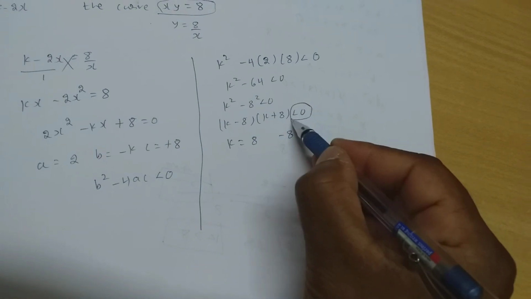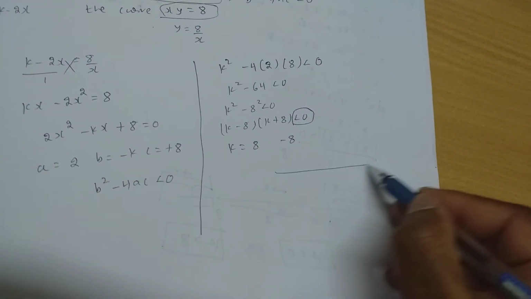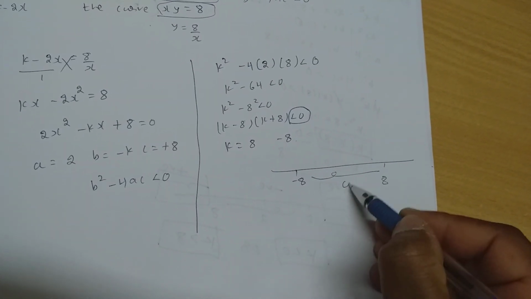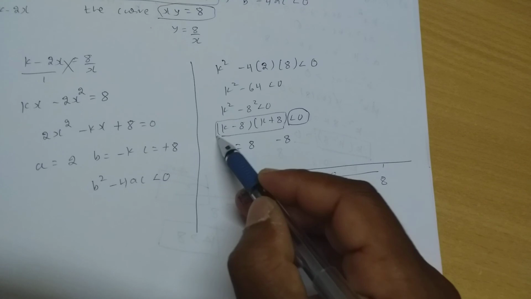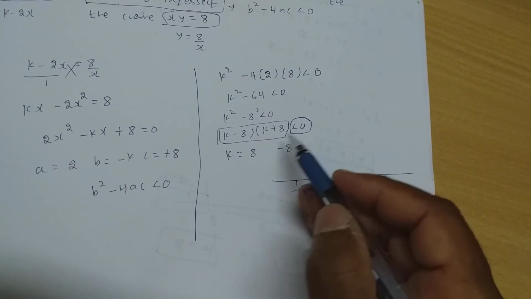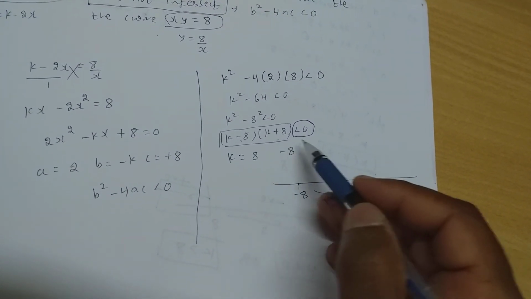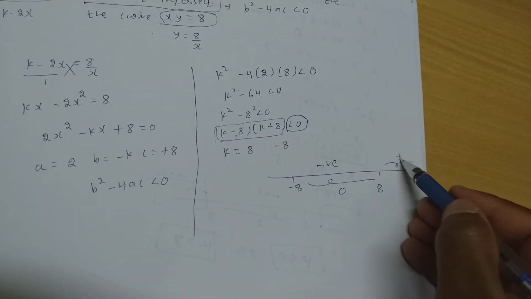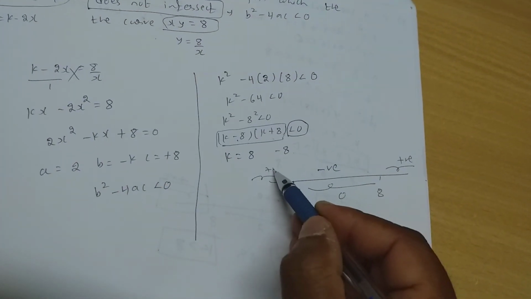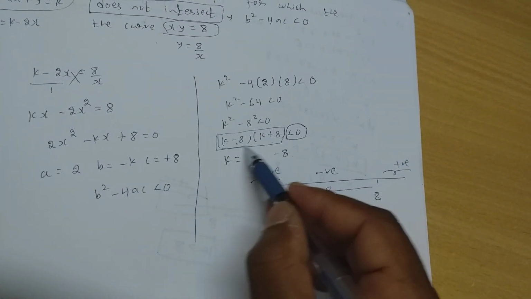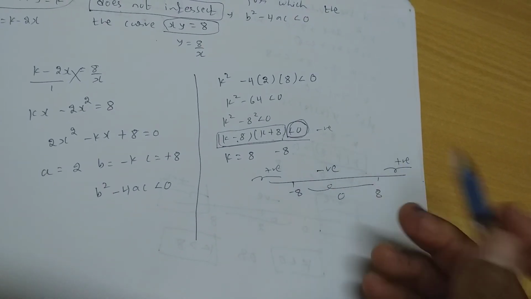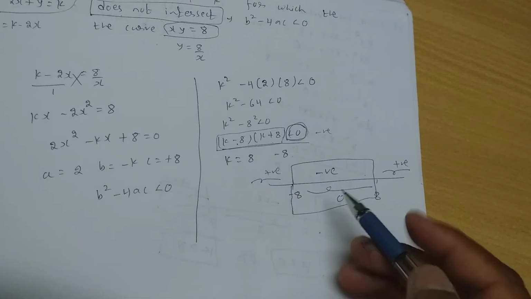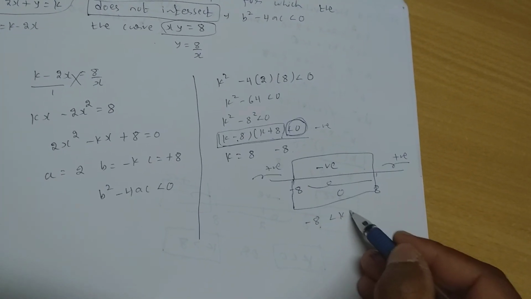Since there is an inequality, draw a number line, minus 8, plus 8. In between them 0 comes. If I place 0 in this, what is the sign that I get? 0 minus 8 into 0 plus 8, that is minus 64. That means it's negative over here. If it is negative here, that means in this part it's positive, and in this part it's positive. The result of the entire expression should be less than 0, meaning negative. On the number line, where is it negative? It's negative over here. So this is my answer. That is minus 8 less than k less than plus 8.